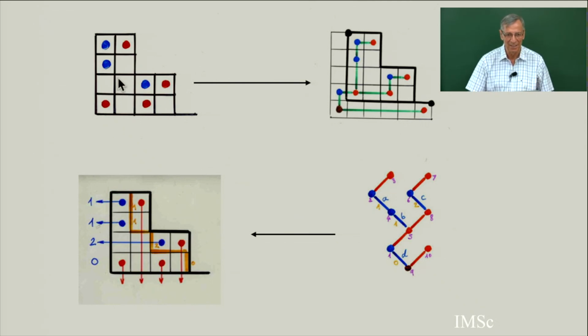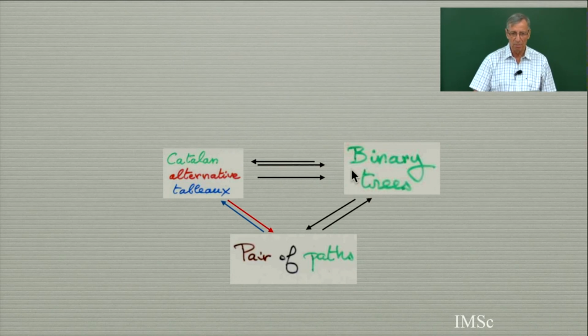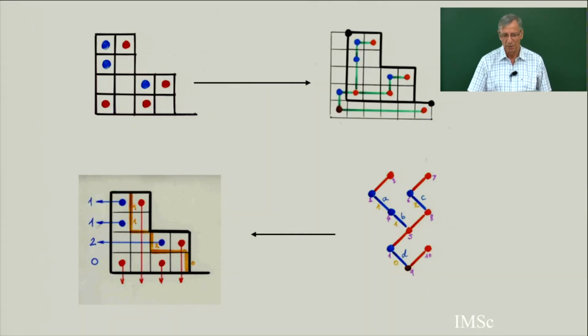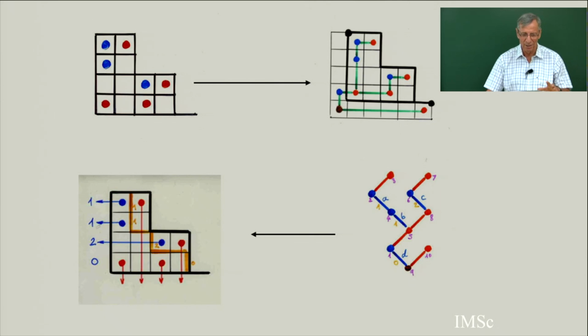You see, here is my Catalan alternative tableau. Here is the first bijection giving a binary tree. This is the other bijection giving a pair of paths, and from the binary tree, if you do the sliding algorithm to get a pair of paths, everything commutes. In this diagram, all the previous bijections commute, so it's a kind of canonical bijection. So this is why there are maybe 4 or 5 different ways I can define this bijection. Always it gives the same bijection.